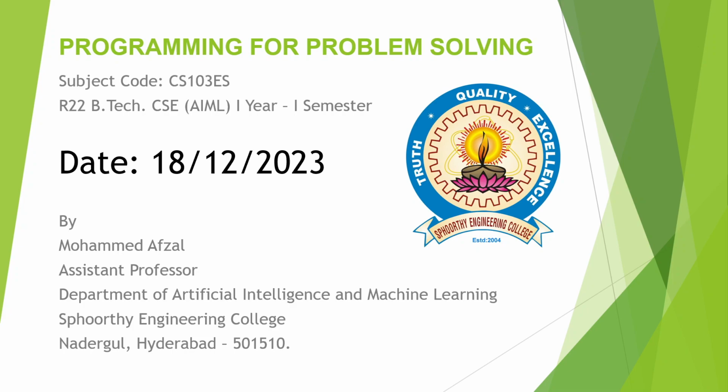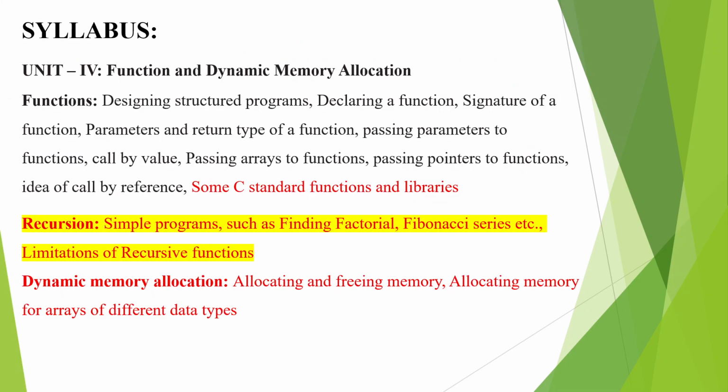In yesterday's class, we saw a few concepts related to functions. This is what we have in your fourth unit: functions and dynamic memory allocation. From this, we covered all these concepts, and whatever I marked with red color, we are about to complete. In today's session, hopefully, we see recursion. Whatever I have marked with multiple colors like yellow and red, this whole thing we will try to cover in today's session.